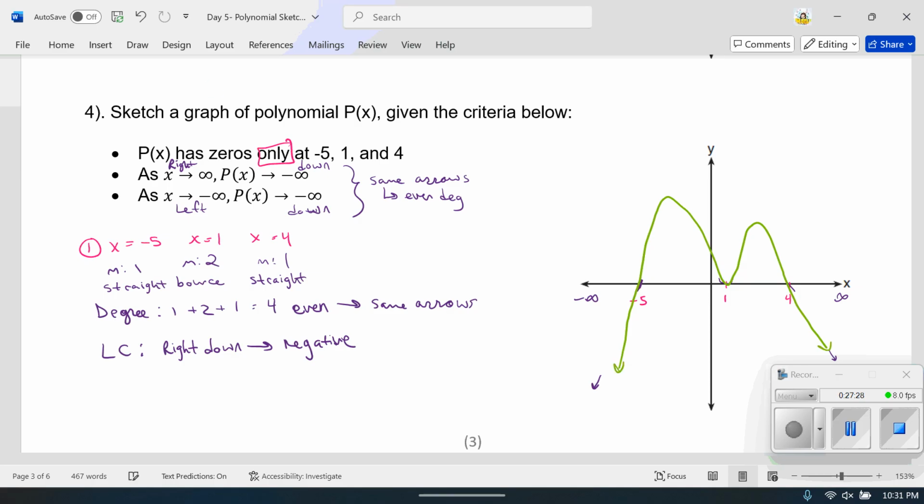Just make sure you have arrows on it. And again, this is only one possible answer. You could put your multiplicity anywhere.